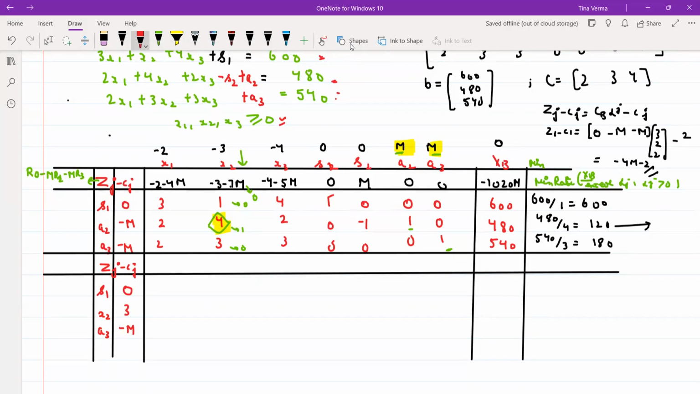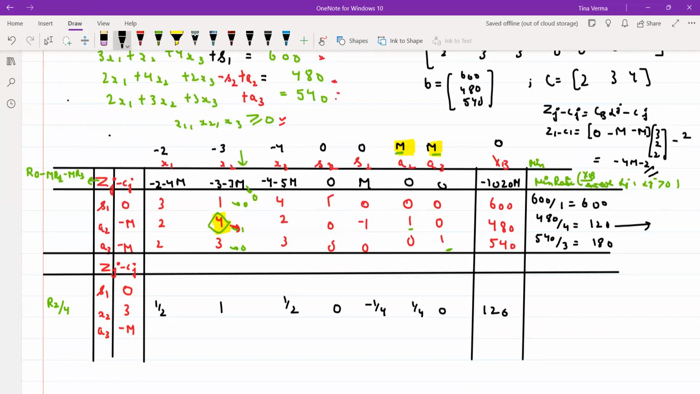Minus m. You have to make this element as 1. So how you will make this element as 1? So you will apply the operation R2 divide by 4. So it will be my 2 by 4. That will be 1 by 2. This will be 1, 1 by 2, 0, minus 1 by 4, 1 by 4, 0, 120.